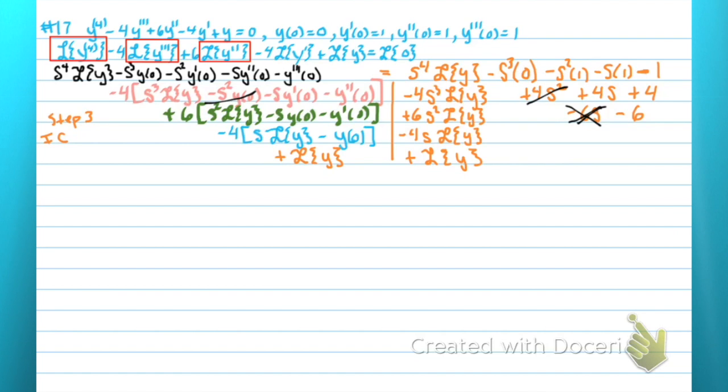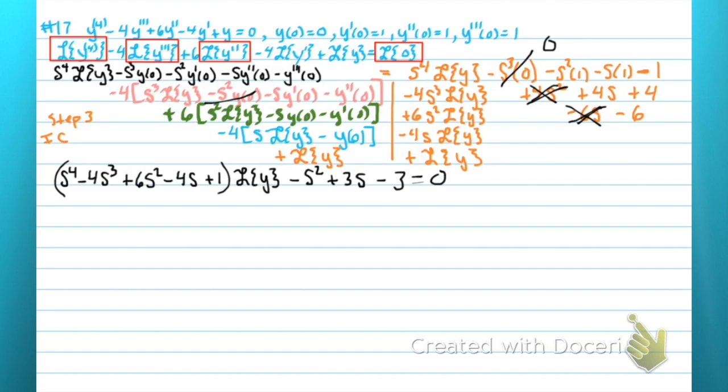Now what do I want to do? I want to gather, collect, and combine, because I'm solving for the Laplace of y now. So I have s to the fourth minus 4s to the third plus 6s squared minus 4s plus 1 times the Laplace of y. That's all of these terms right there, because I factored out that Laplace. And then what was left over? These terms: a minus s squared plus 3s, and then minus 3.